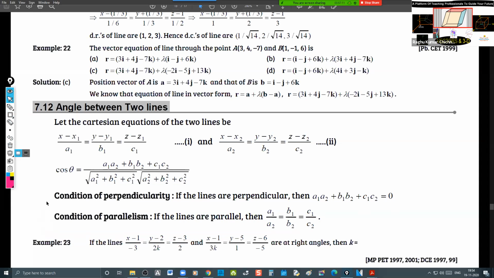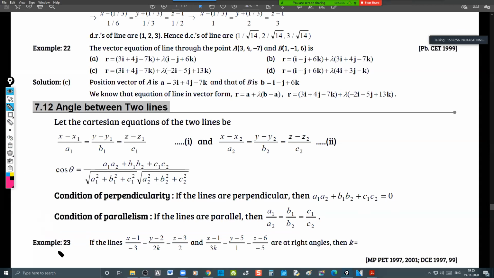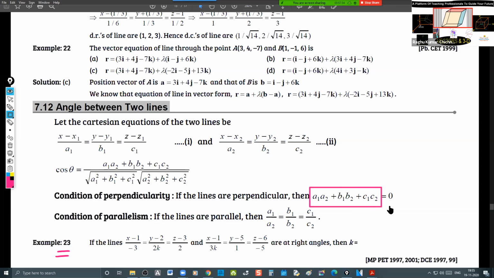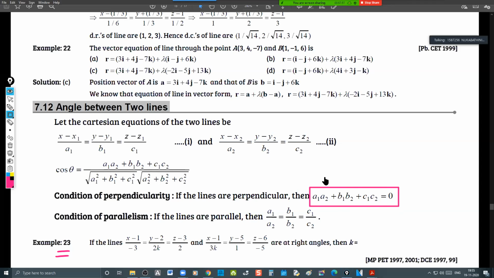Okay. Now, next question, please. Here itself, we will understand. Renee, can you please read this question? 23. If the lines (x minus 1) by 3 is equal to (y minus 2) by 2k is equal to (z minus 3) by 2, and (x minus 1) by 3k is equal to (y minus 5) by 1 is equal to (z minus 6) by minus 5 are at right angles, then k is equal to.